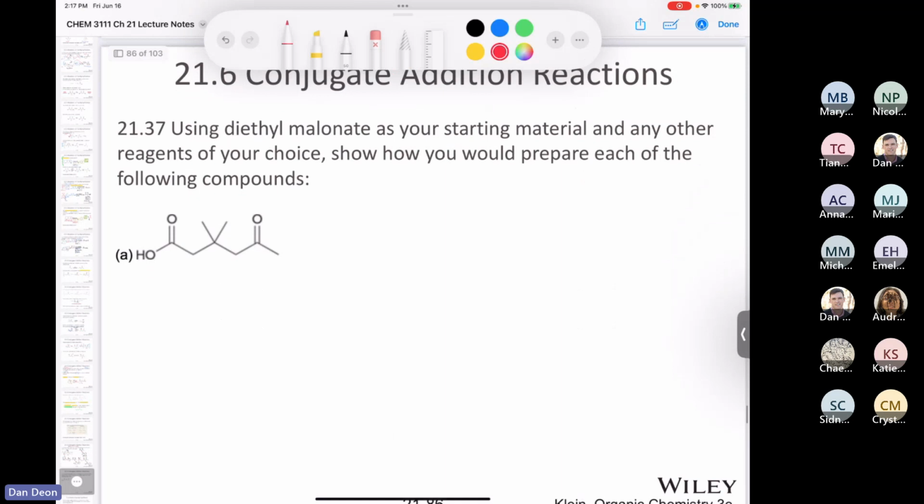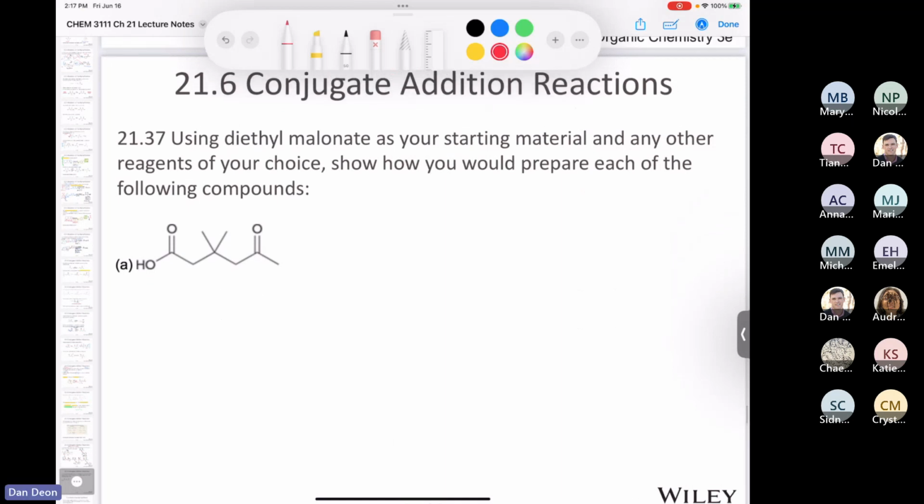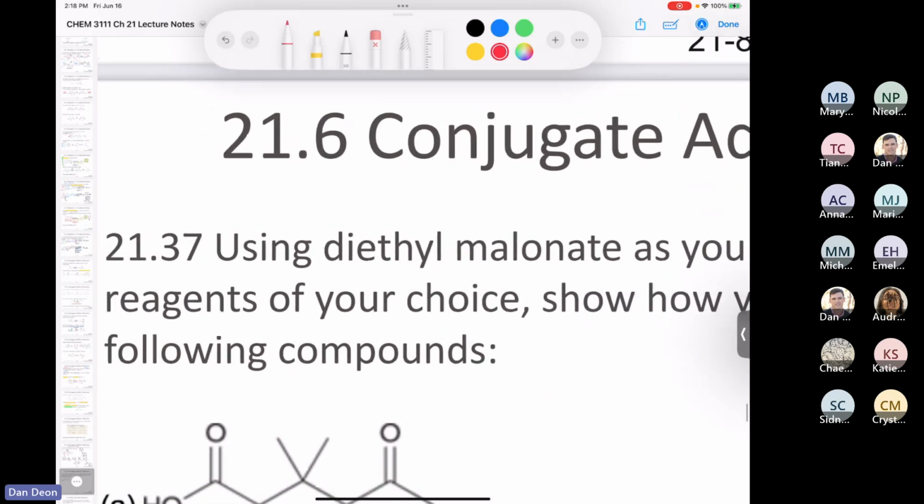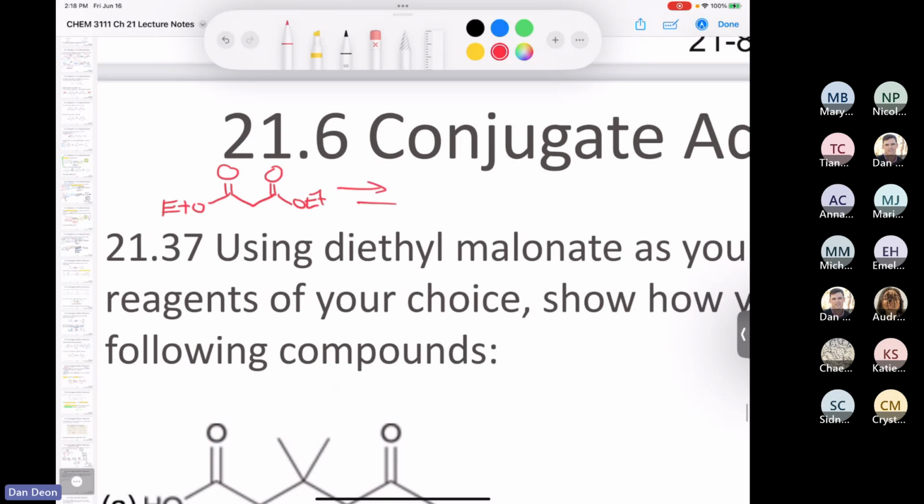It says using diethylmalonate as your starting material and any other reagents of your choice, show how you would prepare each of the following compounds. So if you remember diethylmalonate, that was this guy. So if we just pencil in the structure of diethylmalonate, it was this diethyl ester. And then after the whole sequence, you end up with some kind of derivative of acetic acid. Right, so you'd end up with some kind of derivative of acetic acid, and of course this would be some other kind of R group.